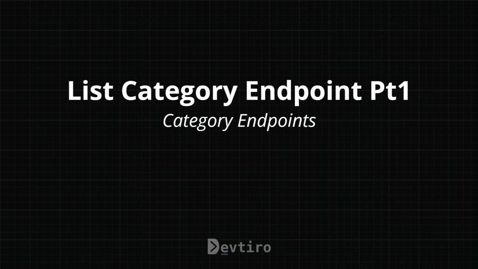Building upon the entities and repositories from previous lessons, we'll create our first API endpoint that lists blog categories. We'll implement this functionality layer by layer, starting with the controller and then working our way through to the service implementation. This endpoint will serve as a foundation for category management and content organization in our blog platform.